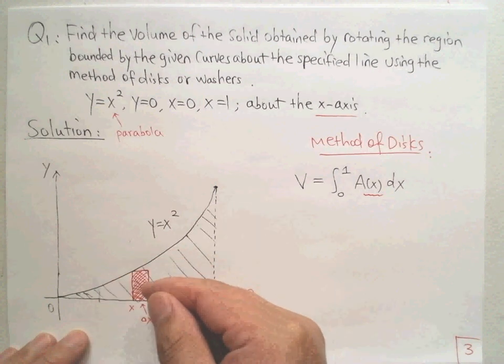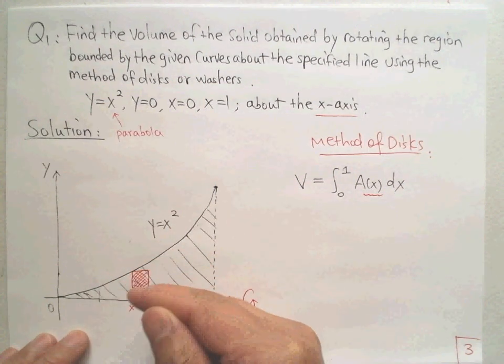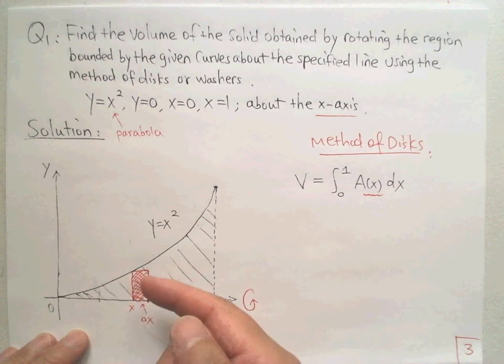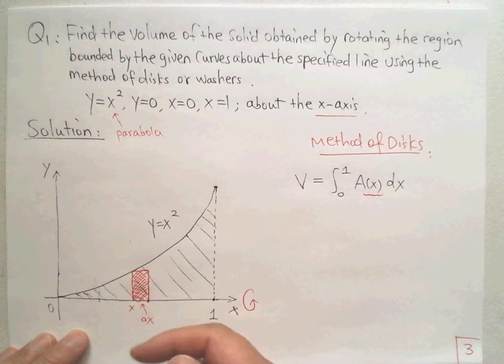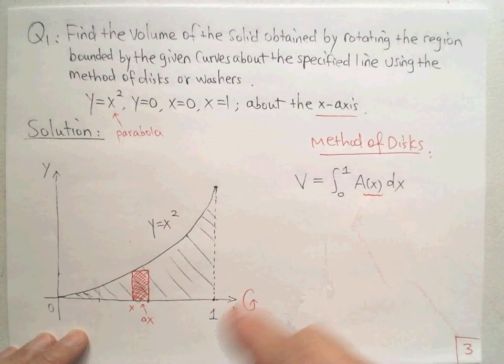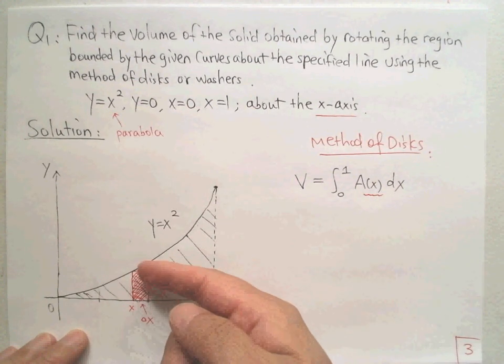So this is very, very thin. And then remember, it's rotated. This one piece, if we rotate it about the x-axis, we can get the disk. This is the disk. That dx is the thickness. So where is the area of the disk?